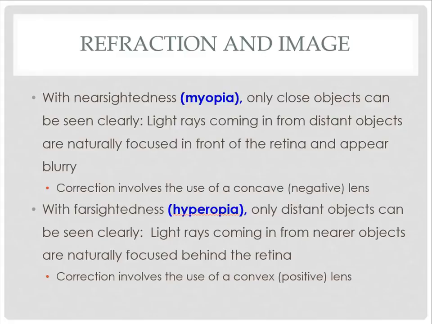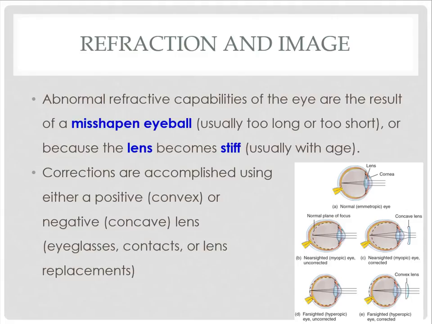Now, hyperopia is the exact opposite, where only distant objects can be seen, but any nearby objects appear to be blurry. In order to correct this involves the use of a convex lens. Both myopia and hyperopia are usually a result of a misshapen eyeball. It's not an actual issue of the cornea or the lens itself. It's actually the length of the eyeball.